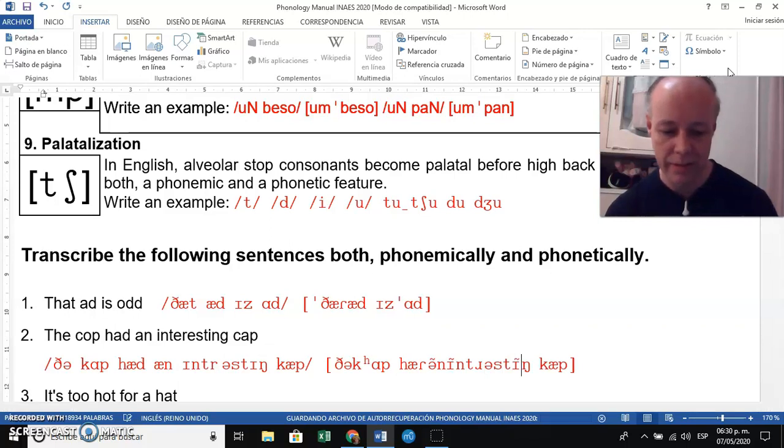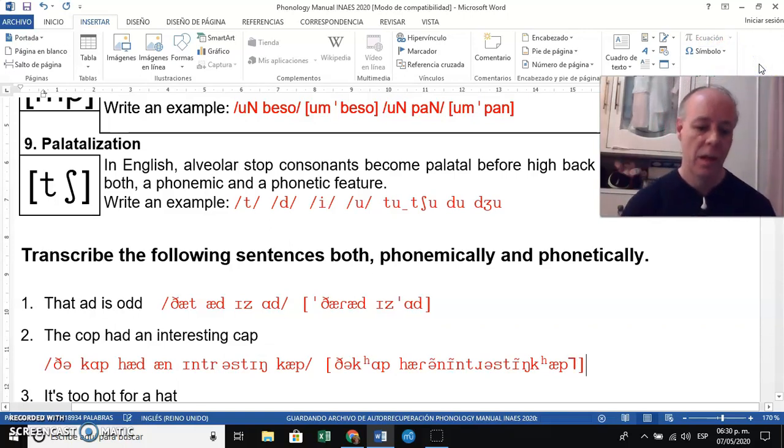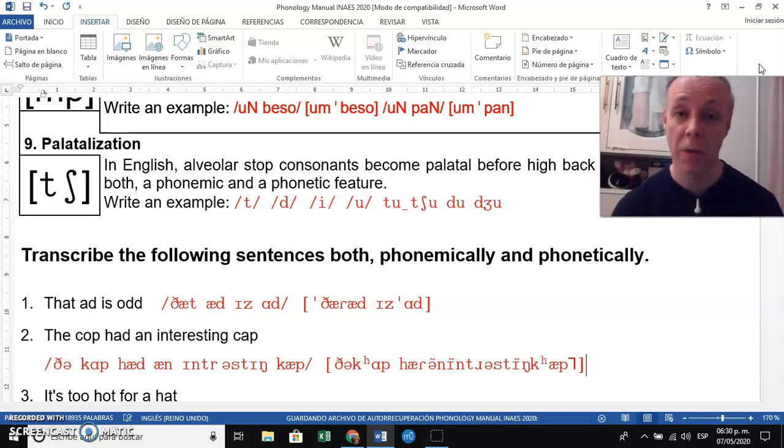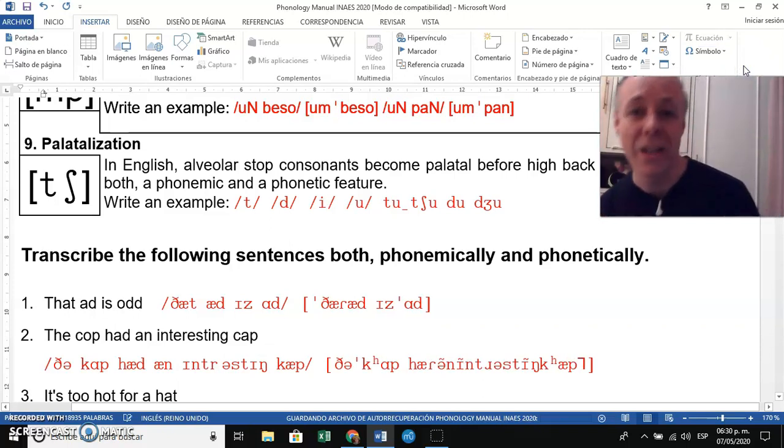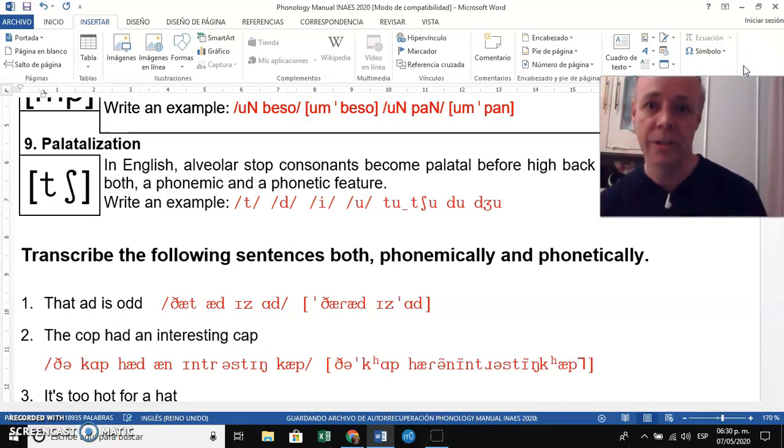Interesting nasal cap. Aspirated. Unreleased, maybe? Unreleased. Okay. The cop had an interesting cap. The cop had an interesting cap. The cop, stress mark in the first group, cop. Stress mark in the second group, had an interesting cap. Interesting cap.